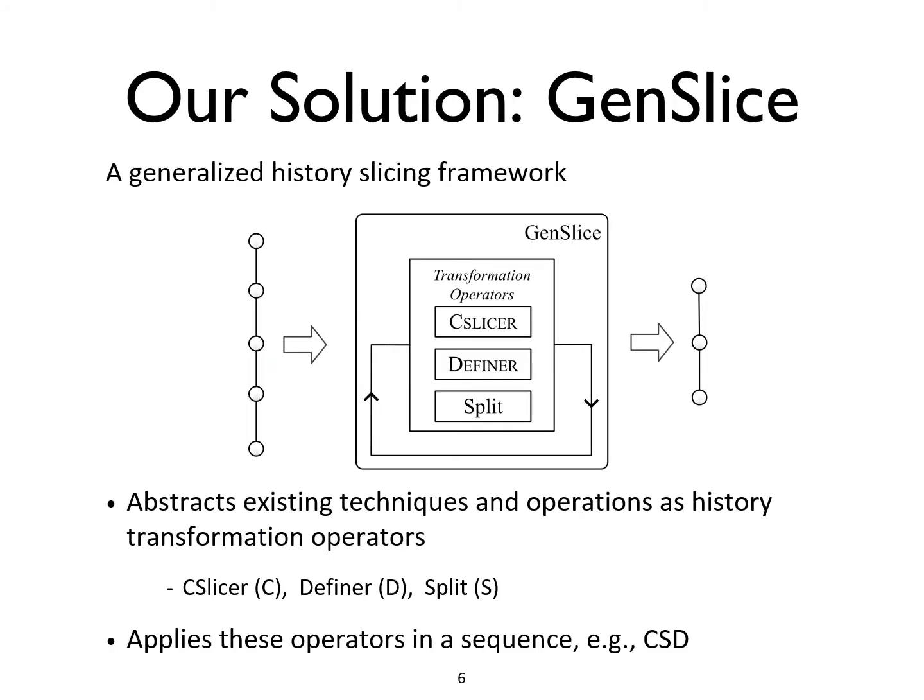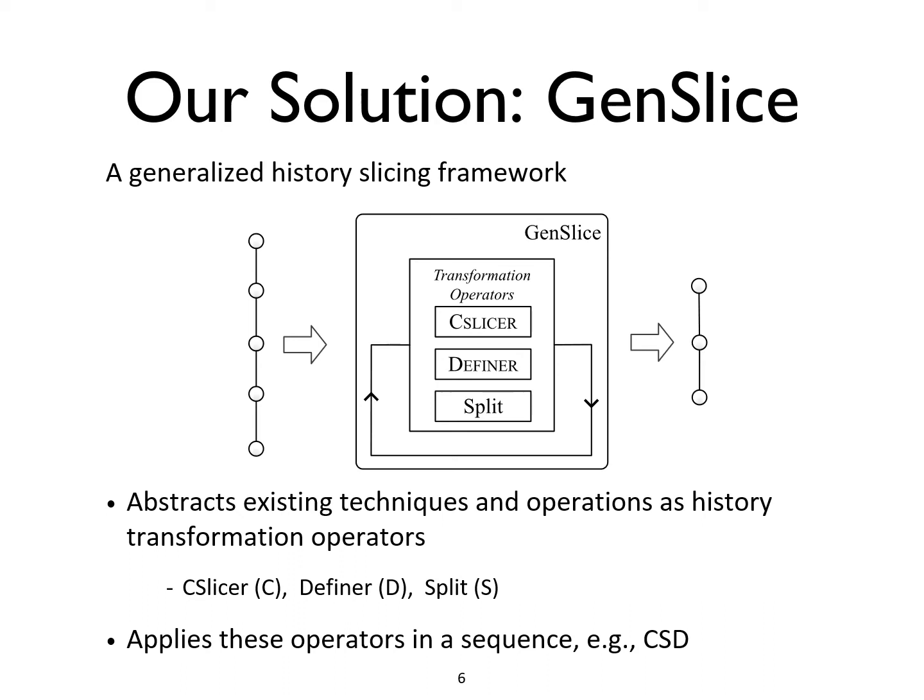To remove these limitations, we propose GenSlice, a generalized history slicing framework. GenSlice abstracts existing approaches and the splitting operation as transformation operators. Splitting operation means breaking down original commits to file-level changes to produce finer-grained histories. We use C for C-slicer, D for Definer, and S for split.